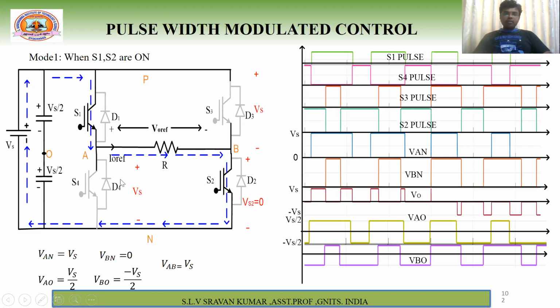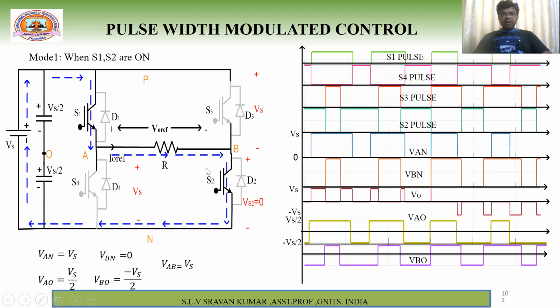Next, VAO. What is VAO? The voltage between point A and point O. Now see, is it short circuited or not? S1 is conducting, which means it is shorted. That means simply this point appears here. Therefore, the voltage between A and O is nothing but Vs by 2. Right? If VAO is Vs by 2, obviously VBO is minus Vs by 2, which is exactly opposite.